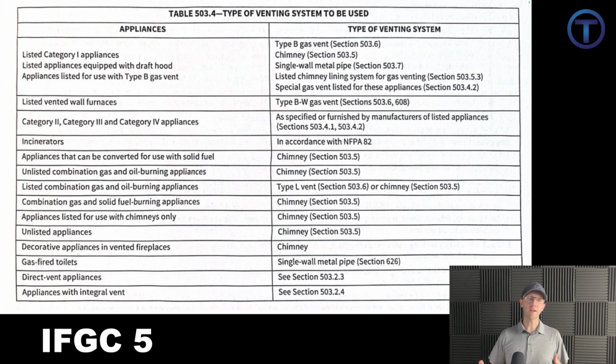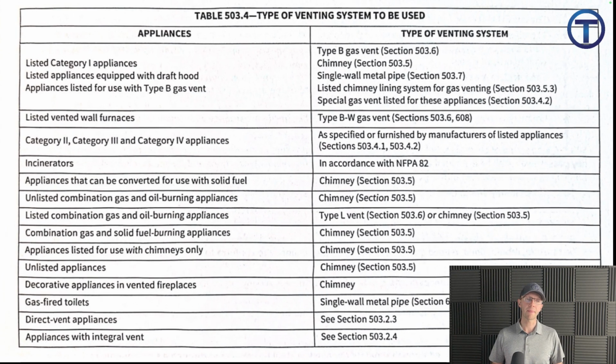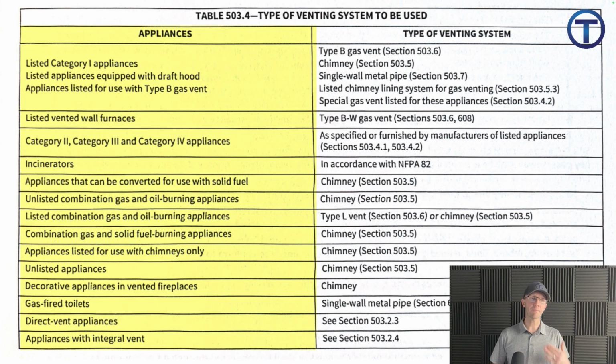503.4. You'll want to star this in your book. Make sure you know where this is at, because this gives you, line by line, the different things that can be used. On the left, we have a column of appliances. On the right, a list of types of vents that can be used. So let's look at the most relevant rows here.